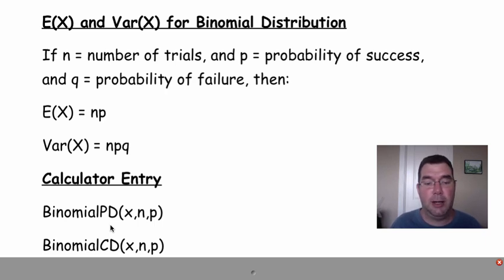So the 3 inputs that you would need are exactly the same no matter which one you're doing. X is the number of times you want to be successful, N is the number of trials, and P is the probability of success. And with those 3 inputs, it can calculate the probability of being successful either a certain number of times, which is what PD is, or up to and including a certain number of times, which is what CD is.